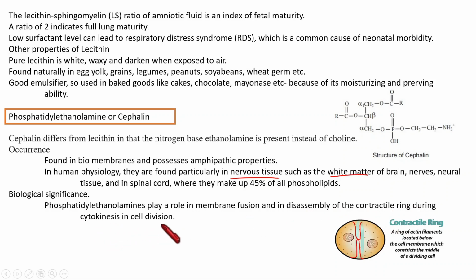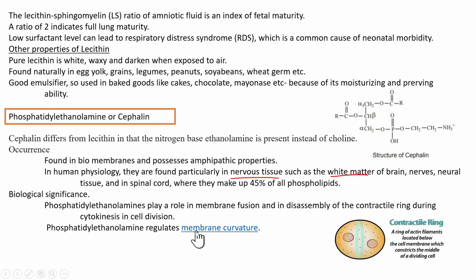Cytokinesis in cell division. Cytokinesis means division of the cytoplasm. And cytokinesis, we know, happens at the end of the cell division, and because of that, the cell is dividing. Anyway, leave that. That's not our topic. Anyway, in the disassembly of the contractile ring, the cephalins are very important.